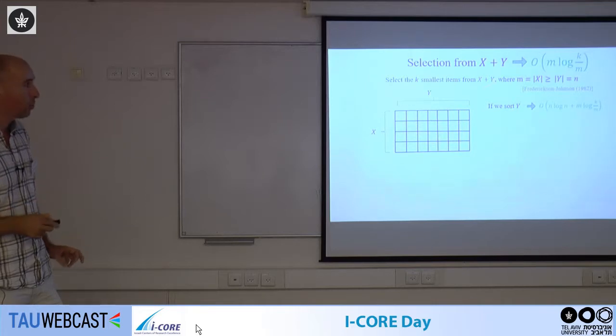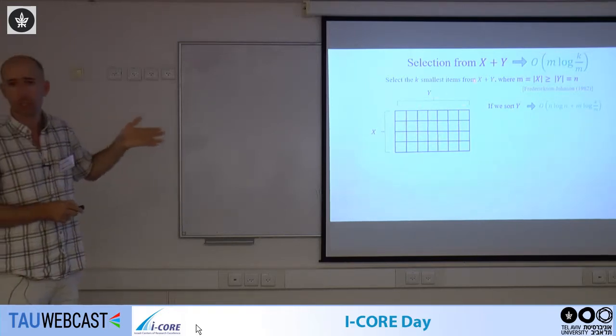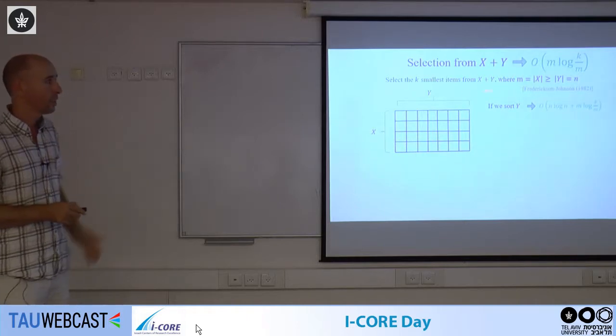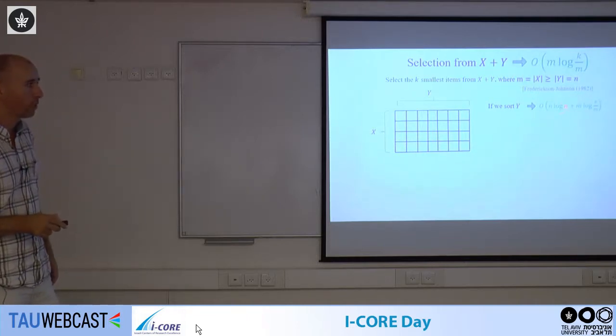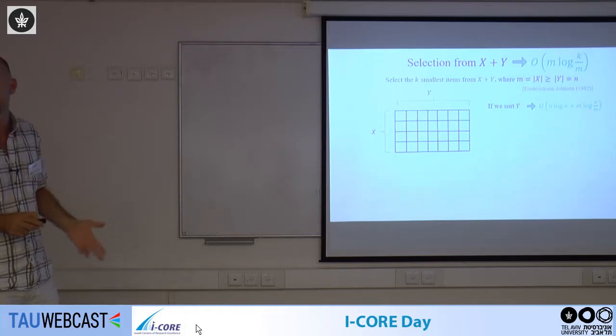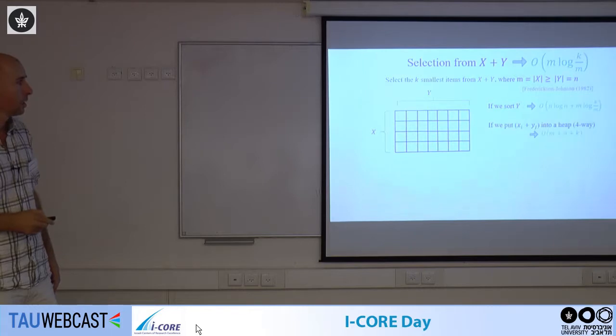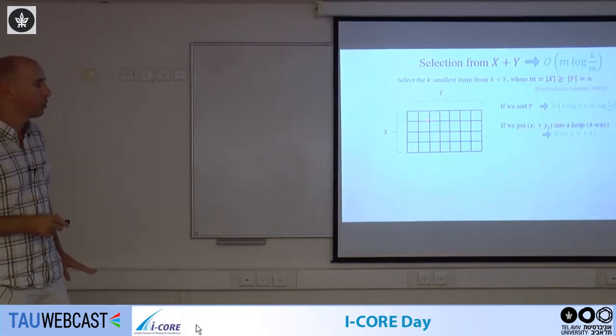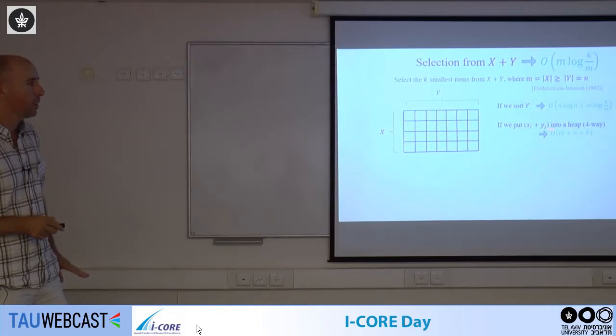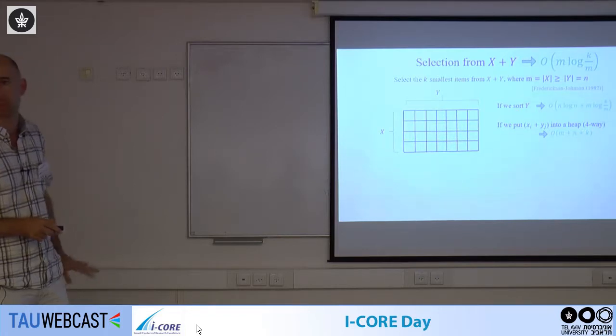If Y would be sorted, then this would be the same problem as before, because then the rows would be sorted. So if we can afford n log n to sort Y, then we spend another m log k over m and we are done. But we don't want to sort Y. Another observation is that if we would put all these elements into a heap, a four-way heap, we could get m plus n plus k, but we don't want linear dependence on k.